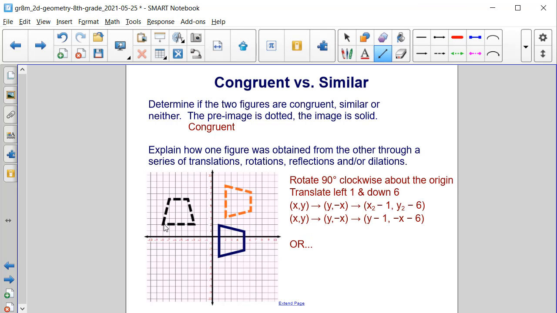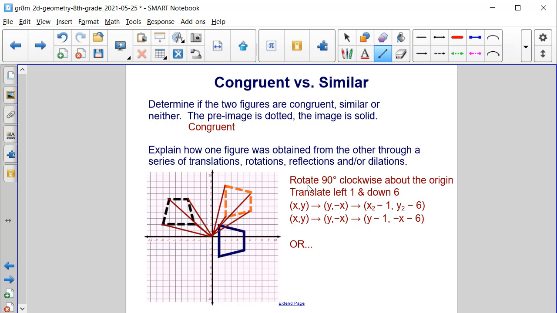Another alternative that could have been used was a 90-degree clockwise rotation about the origin. And if we do that, it matches up with all of the points in the orange trapezoid. And then once we get this middle step right here, we could go to the left 1 unit and down 6 units, and it will give us our final value.